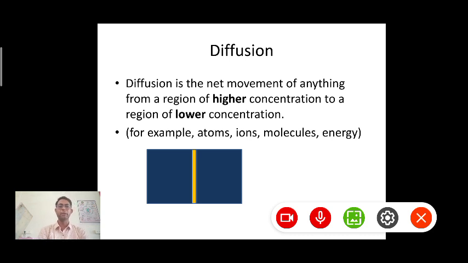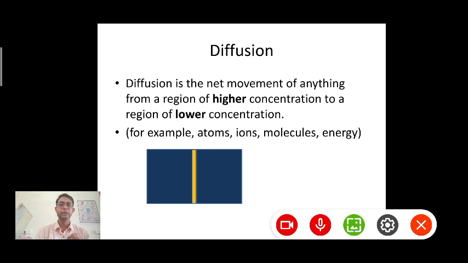semi-permeable membrane. At the end of this diffusion process, the concentration of two different regions is the same or similar. So here also in this diagram you can see the concentration of side 1 and side 2 both are similar. It is due to the process known as diffusion.